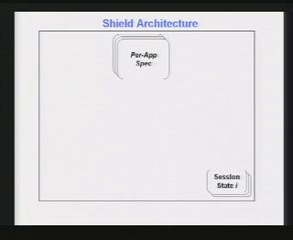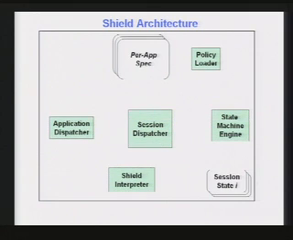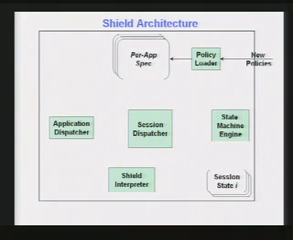So now I'm going to walk you through the shield architecture. There are two data structures. On the top is the application specification, which encodes the shield policy. And at the bottom is the session state. For each session, we also have a data structure maintaining the session state. So these are the modules in the shield system. When a new vulnerability is discovered, a new policy is authored, and it is loaded into the system as an application specification.